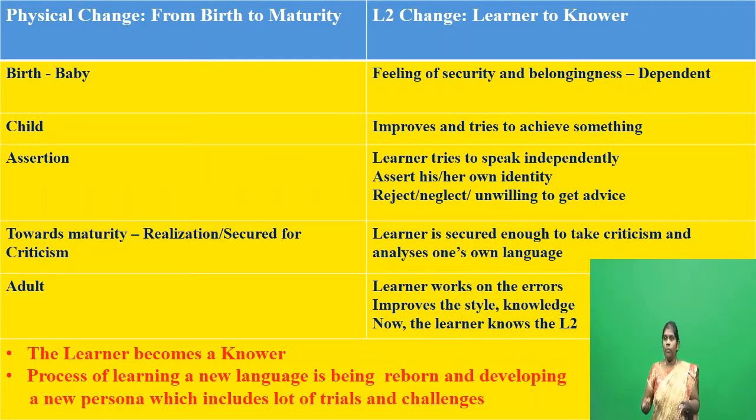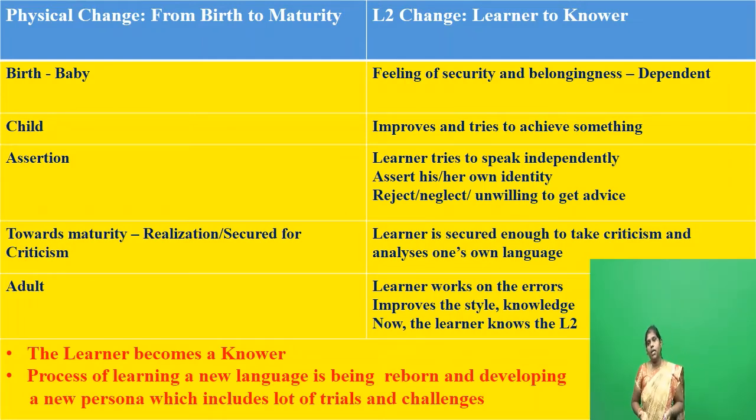Teacher, tell me this, what is the meaning of this? Like that, they will be asking the meaning for all the words and the translation for it. So the first stage, birth stage, here the learners are dependent. And the second stage is child. The baby is just growing little by little. And here also the learner improves or tries to speak something. Okay, they try to achieve something in the target language.